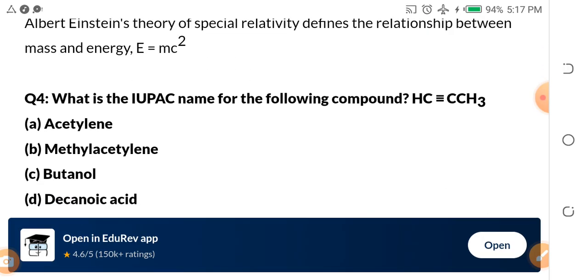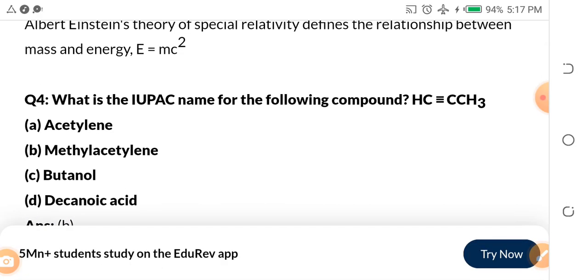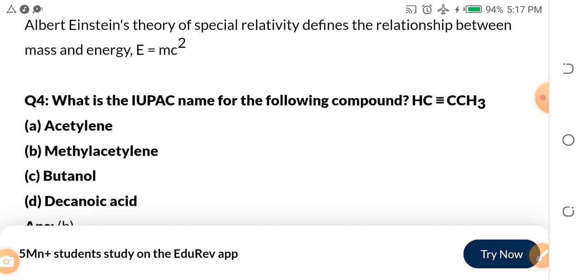Question number 4. What is the IUPAC name of the following compound? Who can tell me the full meaning of IUPAC? You watching this video, come under the comment. Don't dodge, or if you dodge, I will catch you. Tell me the full meaning of IUPAC.